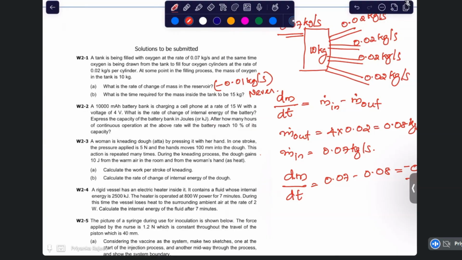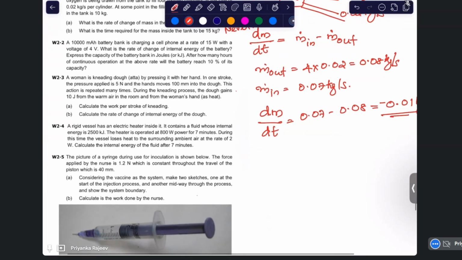Next question is battery bank. Okay, so battery bank or power bank. A 10,000 mAh battery bank is charging a cell phone at a rate of 15 watt with a voltage of 4 volt. What is the rate of change of internal energy of the battery? Express the capacity of the battery bank in joules or kilojoules. After how many hours of continuous operation at the above rate will the battery reach 10% of its capacity? It's a very good question.